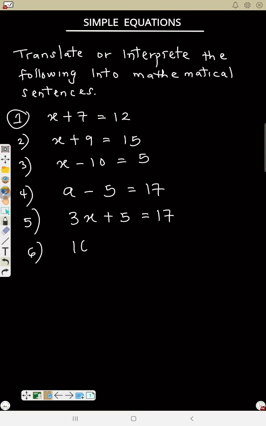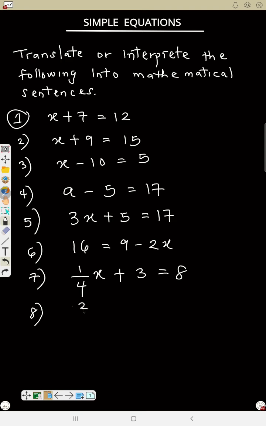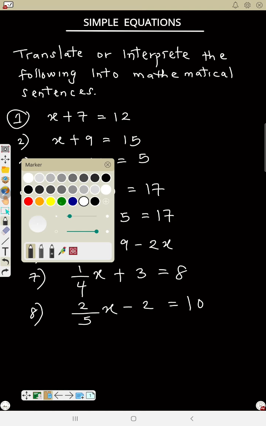Number 6, 16 is equals to 9 minus 2s. Number 7, 1 over 4s plus 3 is equals to 8. Number 8, 2 over 5s minus 2 is equals to 10. Now interpret all this into mathematical sentences. Now I'll do the first one with you.